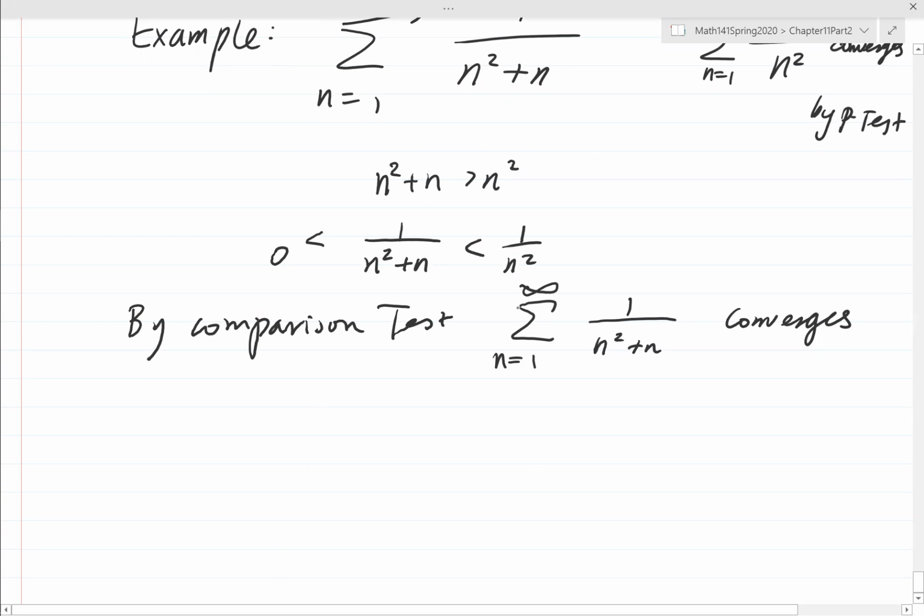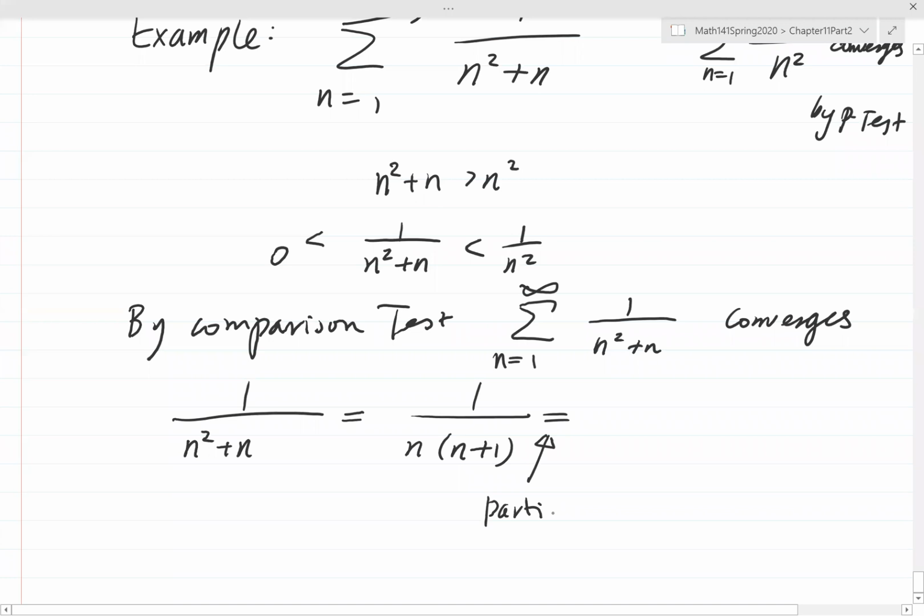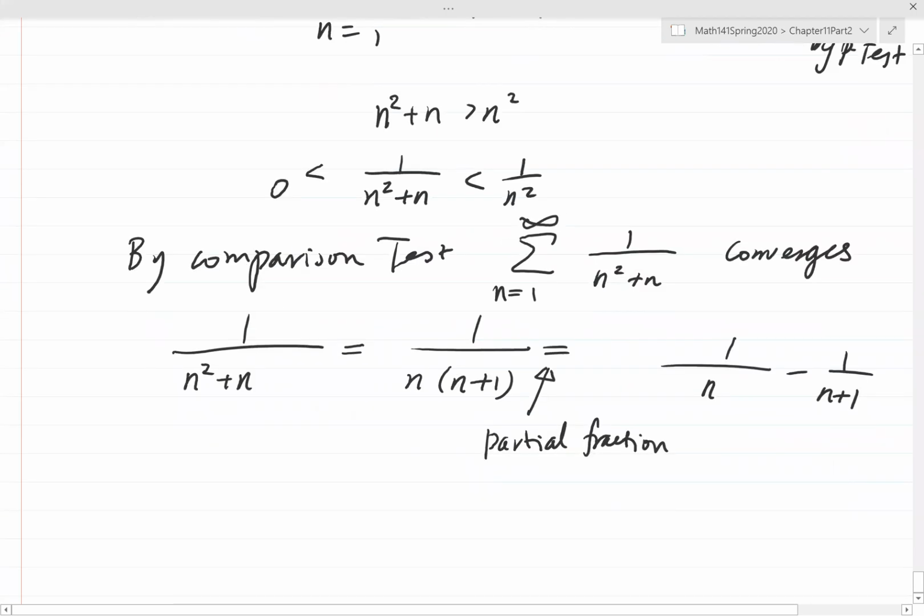Now, actually, we can find its exact value. For this problem we have good symmetry, so we can find the exact value. Remember, if you factor n squared plus n, it is n times n plus 1. If you write down the partial fraction decomposition, you easily check that it is 1 over n minus 1 over n plus 1.